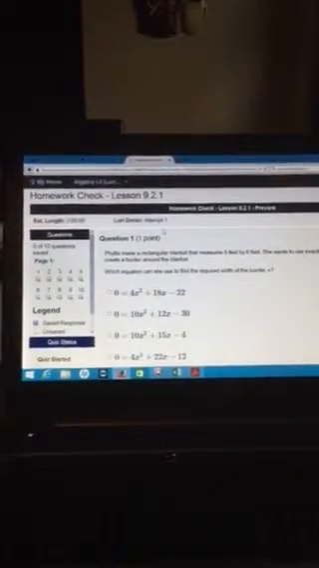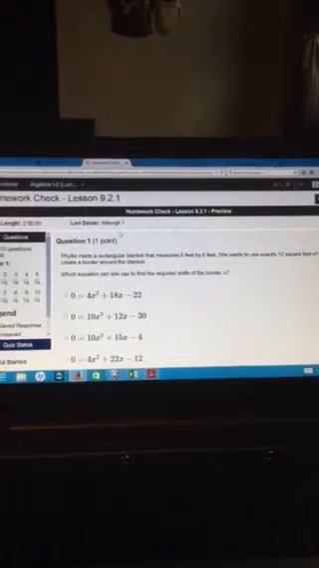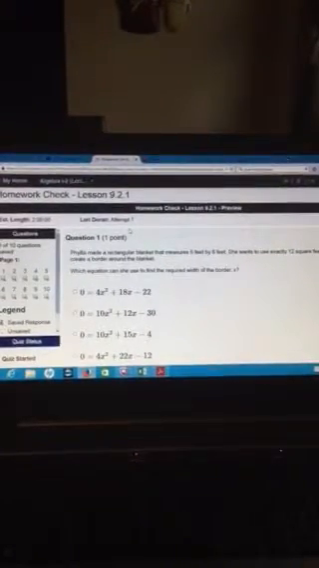Phyllis made a rectangular blanket that measures 5 feet by 6 feet. She wants to use exactly 12 square feet of fabric to create a border around the blanket. What equation can she use to find the required width of the border X?